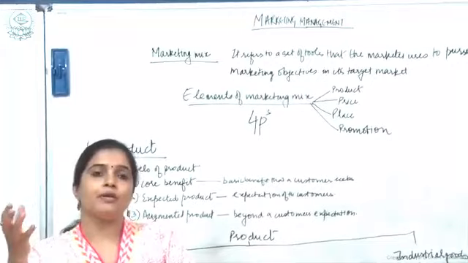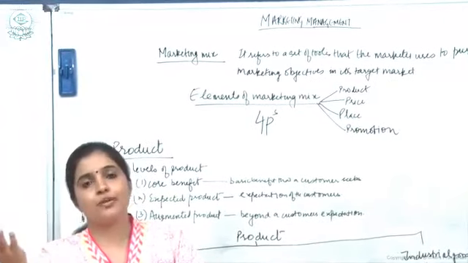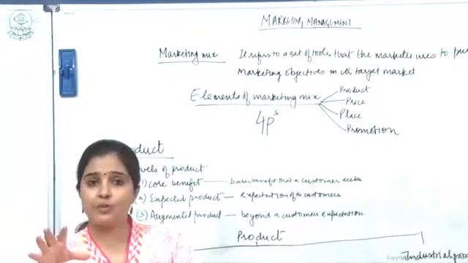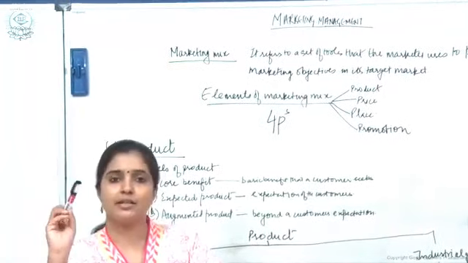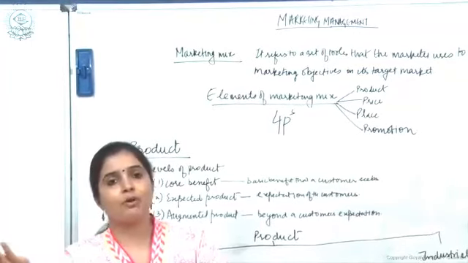Now, a product could be a tangible or an intangible product. When we talk about a tangible product, it is something like this pen. It is a tangible product, something that can be seen, touched and felt. An intangible product would be like a service.